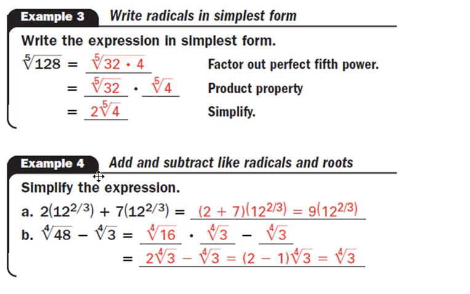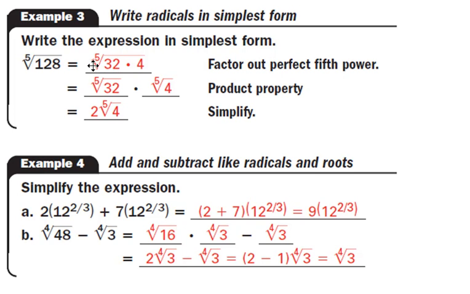Examples 3 and 4 use the same rule in a different way. So 128 does not have a fifth root. But if I break that into 32 times 4, then I can take the fifth root of 32, which is 2, and just leave the fifth root of 4. So this is now simplified radical form.